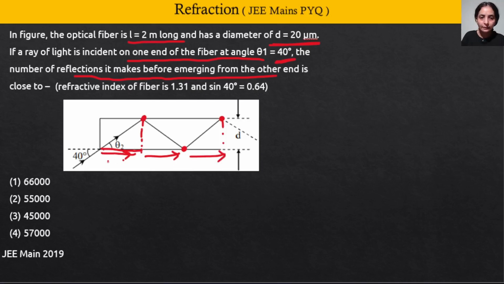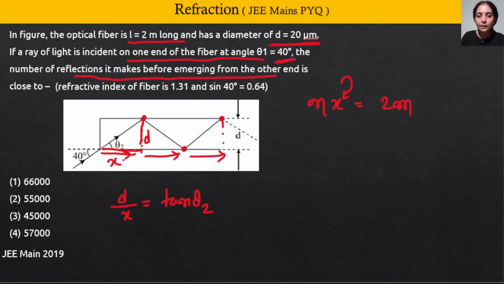And if this length is x, let's say, and the number of reflections is n, then nx has to be equal to the length of the fiber. The diameter is given as 20 micrometer, and the length is 2 meter, so this should be equal to 2 meter. Now we should try calculating x. How can we do that? If we know theta 2, and this d is given, then d by x is your tan theta 2. Done? So d is given as 20 micrometer, and x we can calculate.